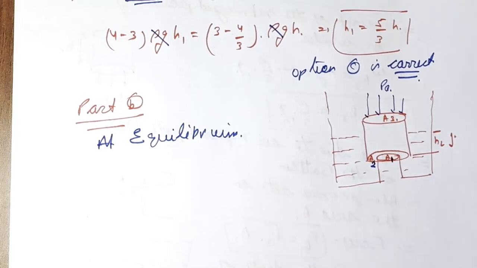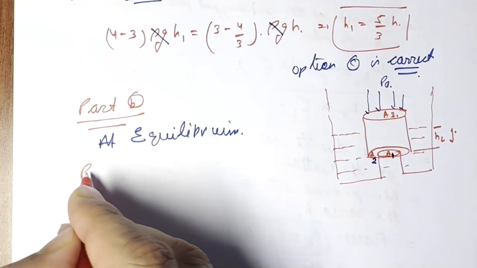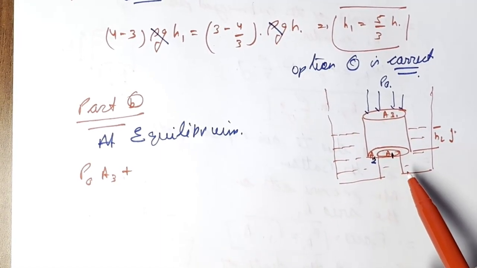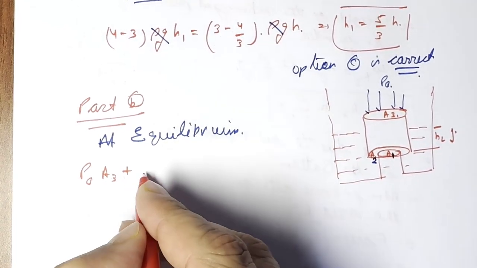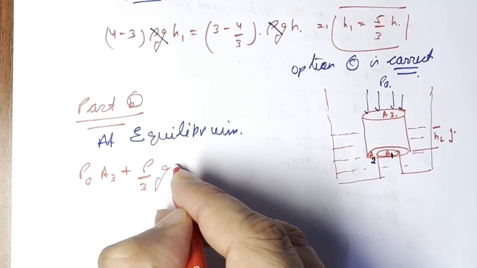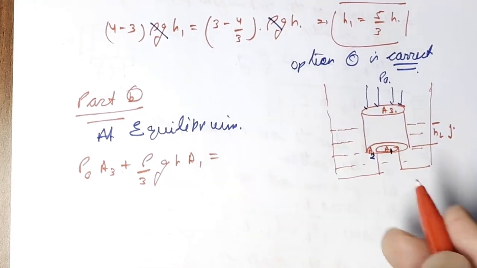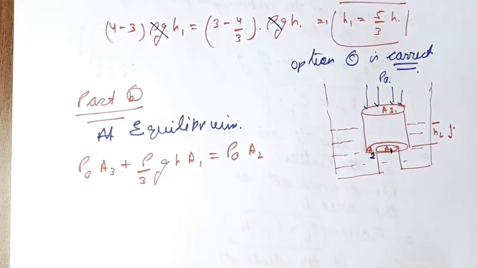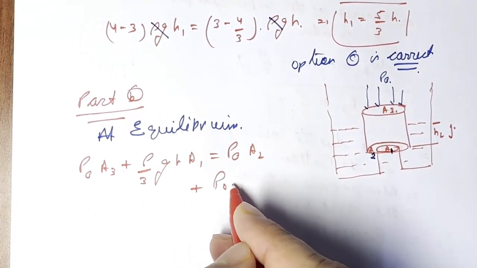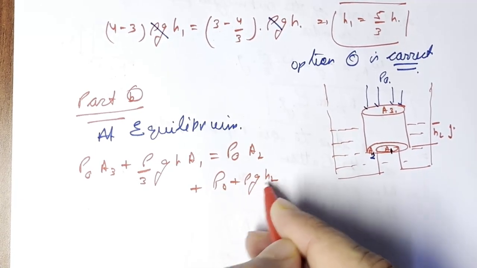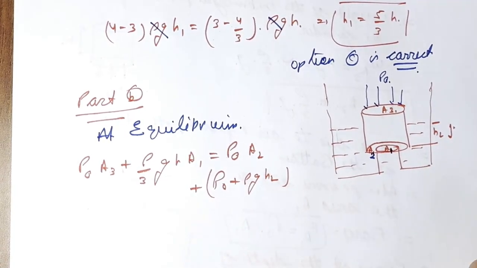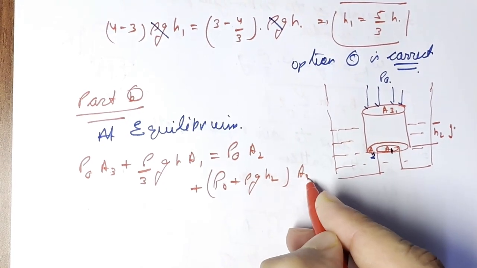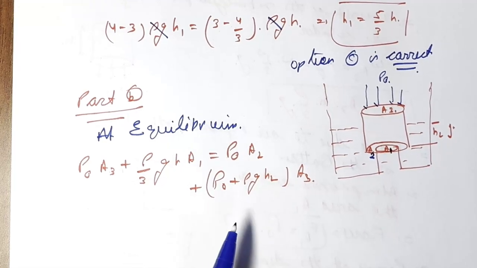So this is our PA. So we get from here PA multiplied by A3 plus, and next is our rho by 3 GH multiplied by A1, and next is our PA multiplied by A2 plus PA plus rho G H2 multiplied by A3. I think, yeah, this looks good.